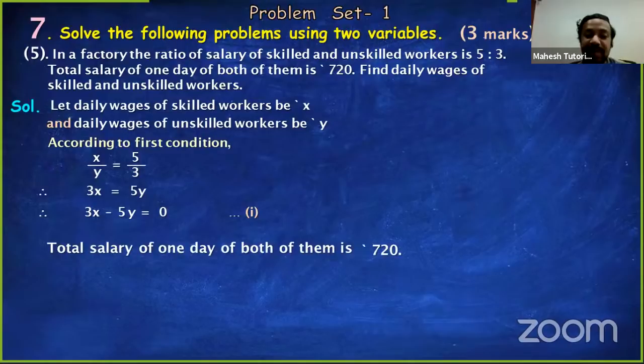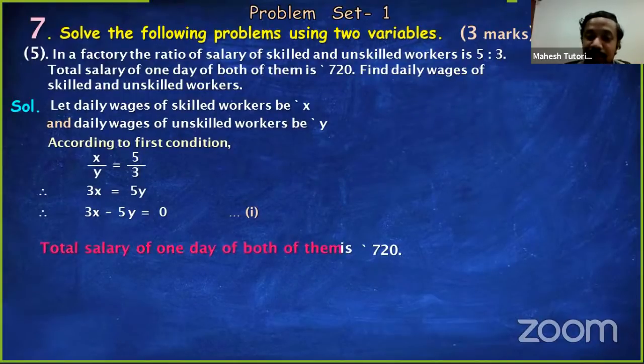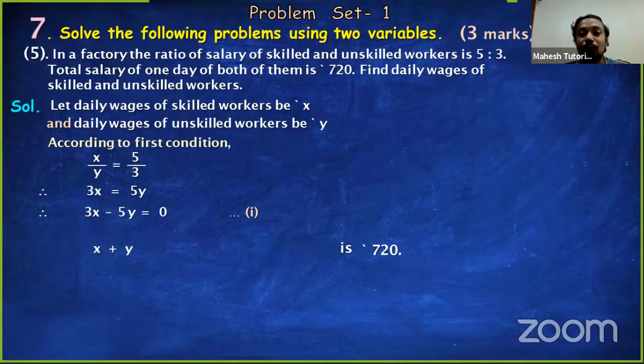Now students, look at the second condition. Second condition says total salary of one day of both of them is rupees 720. Total salary of one day of both of them. Both of them means whom? Skilled worker and unskilled worker. उनका वन डे मीन्स डेली वेज का सैलरी, स्किल्ड वर्कर का डेली वेज का सैलरी इज एक्स, अनस्किल्ड वर्कर का डेली वेज का सैलरी इज वाई. वो लोग बोल रहे हैं ये डेली वेज की सैलरी का टोटल. टोटल मीन स्टूडेंट्स एडिशन. तो इट वुड बी x प्लस y.